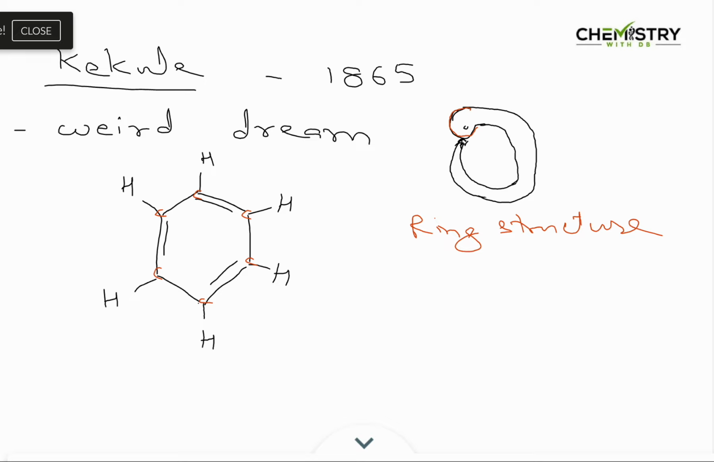And then in order to explain how come each carbon has got 4 bonds, he said that there are alternating 3 C-C single bonds and 3 double bonds. So the mystery about C6H6, the molecular formula, was solved, and this model did prevail for quite a few decades.